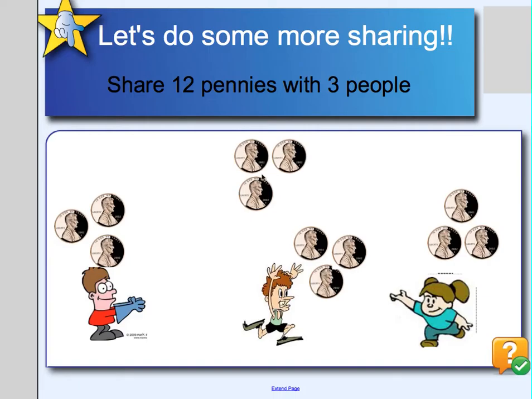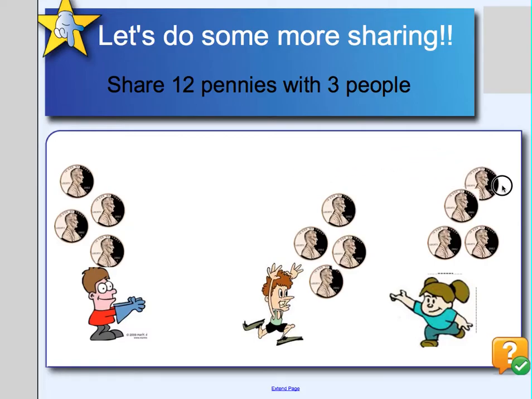You can see I still have some pennies left, so I have to keep going until I get all of the pennies passed out. So now you can see I've got all the pennies passed out. I have no pennies left at the top. And if I go through and count, you can see I have 1, 2, 3, 4 pennies here. This person has 1, 2, 3, 4 pennies. And then this person has 1, 2, 3, 4 pennies.